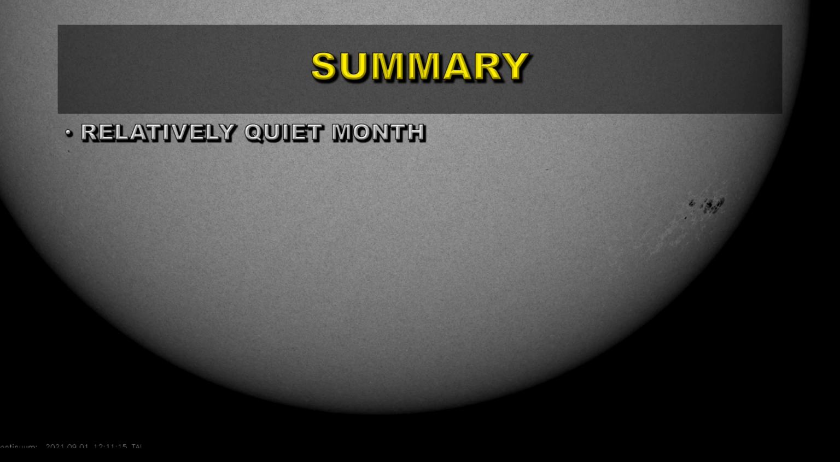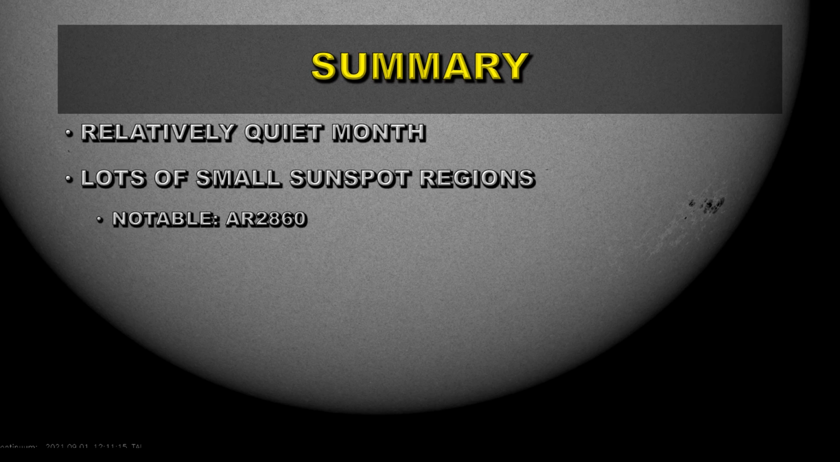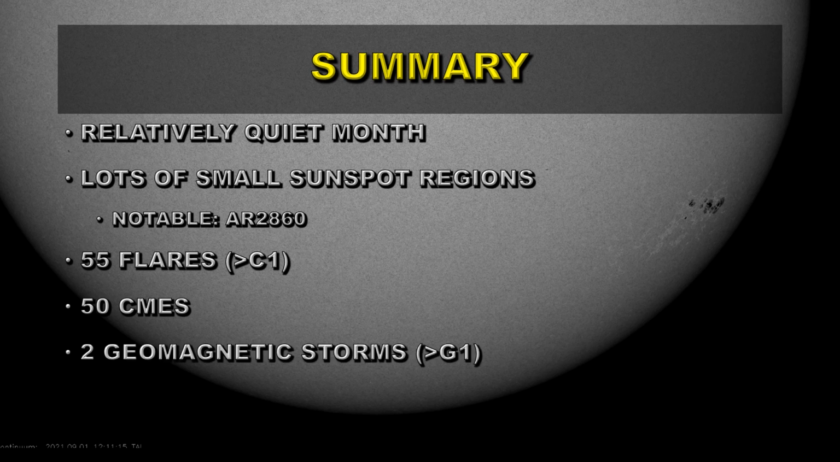It was a relatively quiet month, although we did have lots of small sunspot regions. There was one notable one, that's active region 2860, shown here on the far right of the picture. We had 55 flares greater than or equal to C1, and most of those came from active region 2860. We had 50 CMEs. We had 2 geomagnetic storms, both of which were relatively weak, G1 events.